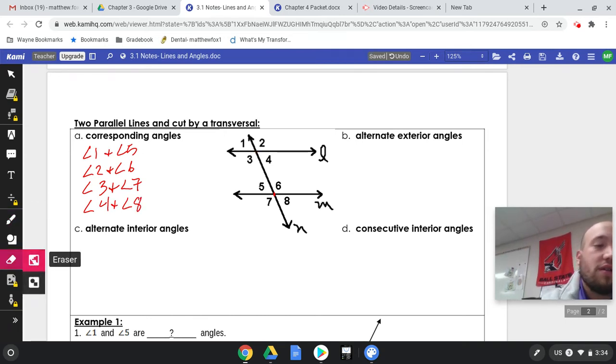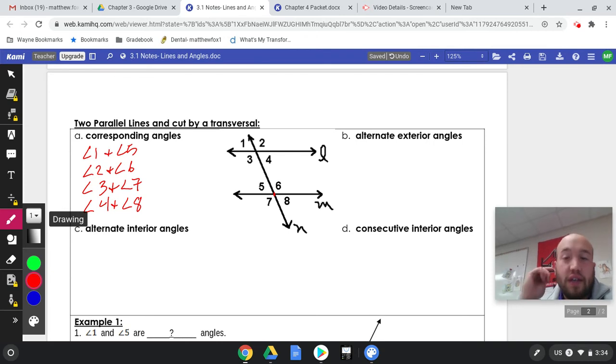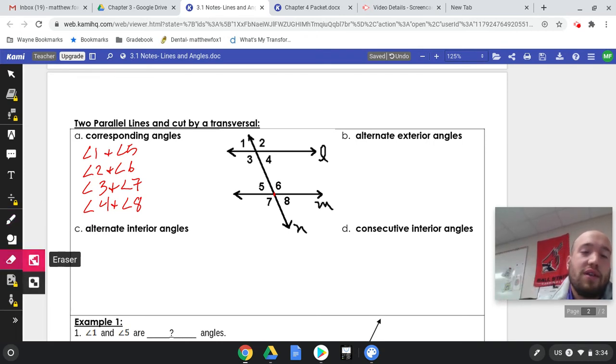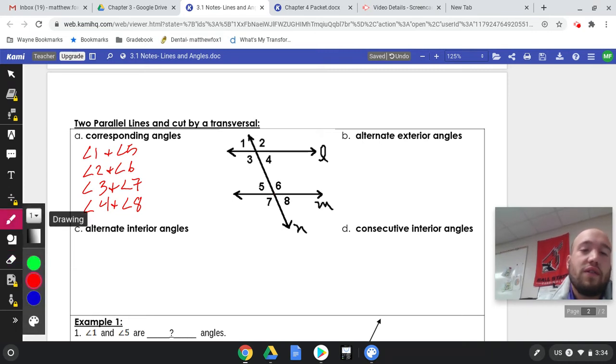All right, our next one here, alternate exterior angles. Now for this, alternate means they're on alternate sides of this transversal, so one's over there and one's on this side. Exterior, they're going to be on the outside. Now what I mean by the outside, exterior, think exterior of your car, which is on the outside of it. The exterior sounds like the exit, so outside, think that.